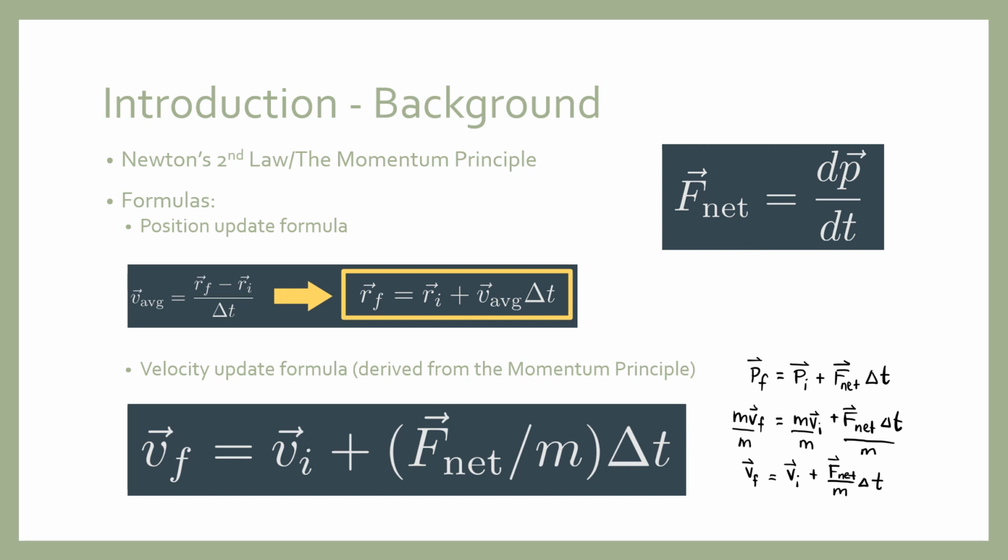Here are some background concepts before we get into the lab. The first important concept is Newton's second law in the form of the momentum principle, which is used to derive the velocity update formula that is used in the computer model and seen below. It relates the net interaction between the system and surroundings to the observed motion of the system. The formulas below were used in the computer models that predicted the motion of the object over time.